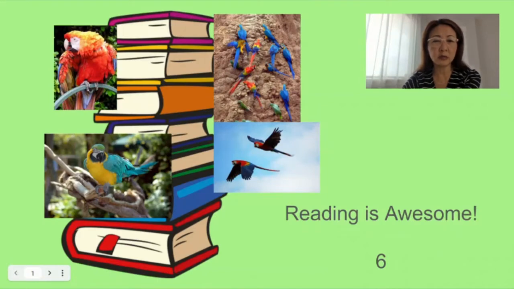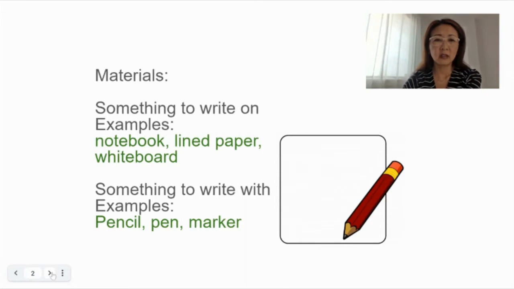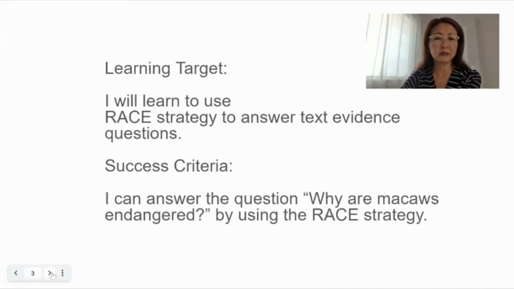The informational text that we will work with today is the macaws. You'll need materials like something to write on and something to write with. Feel free to pause the video so you can go get your materials. The learning target is I will learn to use the RACE strategy to answer text evidence questions. And our success criteria is I can answer the question, why are macaws endangered, by using the RACE strategy.